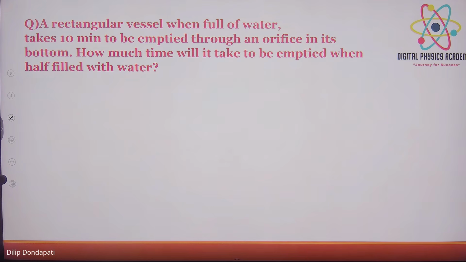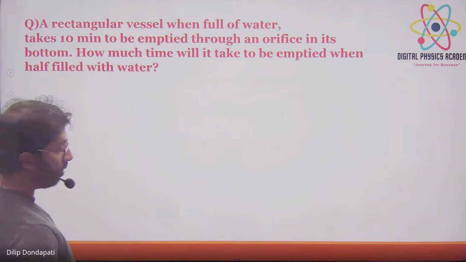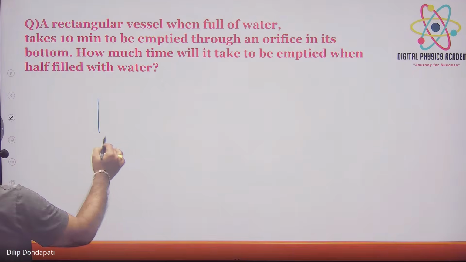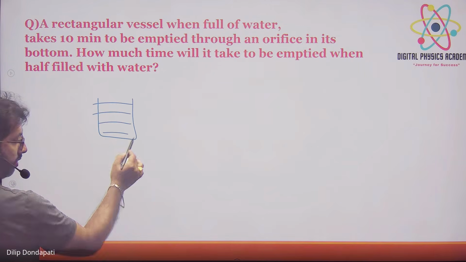A rectangular vessel when full of water takes 10 minutes to empty through an orifice in the bottom. How much time will it take to empty when half filled with water? So H is the height of water, right? The complete height from the surface to the bottom. That should be converted into seconds, and the answer in minutes.